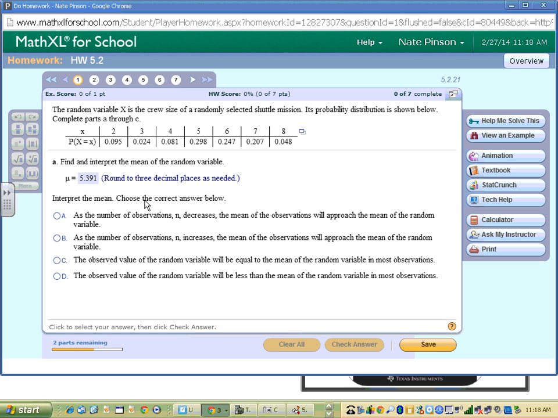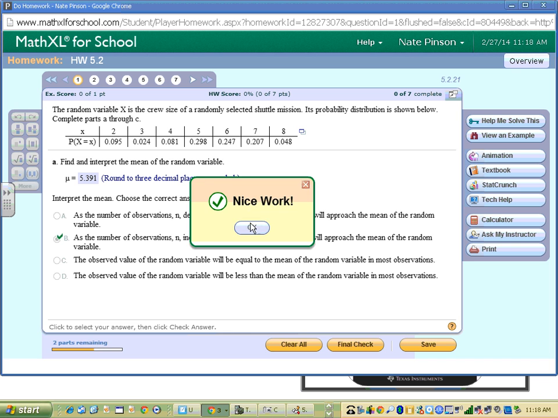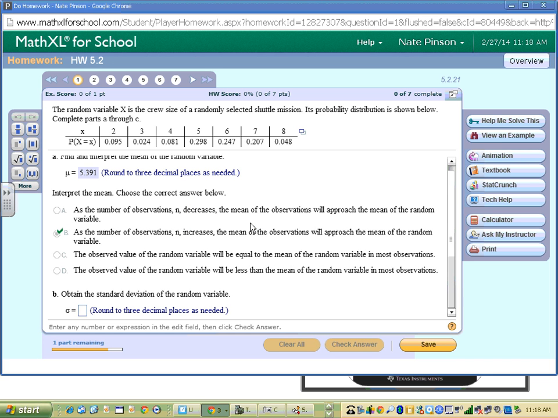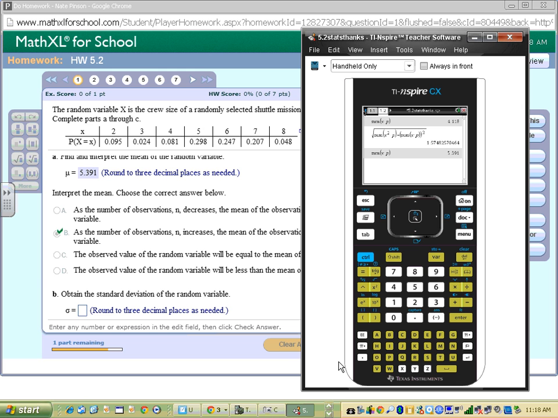Now you might want to make note of this. As the number of observations increases, the mean of the observations will approach the mean of the random variable. Check answer. Got that one. There's this thing called the law of large numbers. The more times something happens over and over again, the closer the predicted value is.